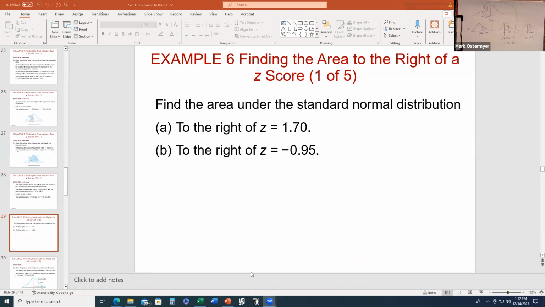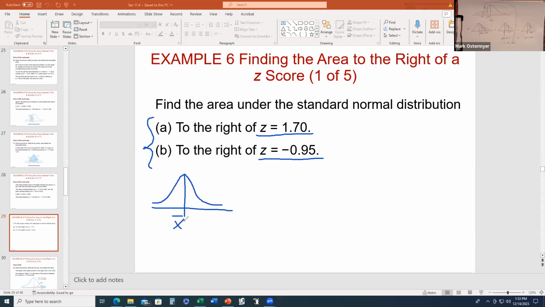Classwork number 2, I want you to do these problems right here. Using symmetry and using the Appendix A standard normal probability distribution table, I want you to find these areas to the right of z equals 1.70 and to the right of z equals negative 0.95. Go ahead and do that, classwork number 2. Oh, by the way, you might want to draw a picture. For instance, like for A, draw a picture of the area that they want you to find. It helps.